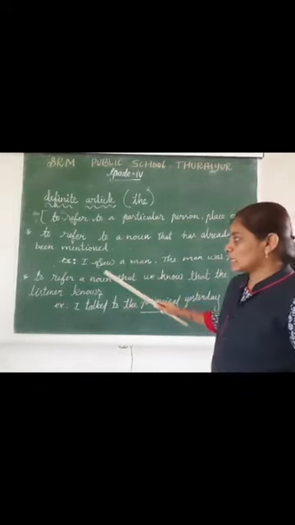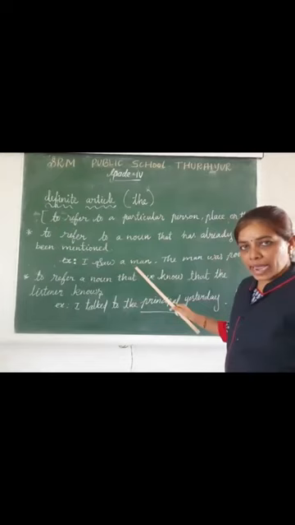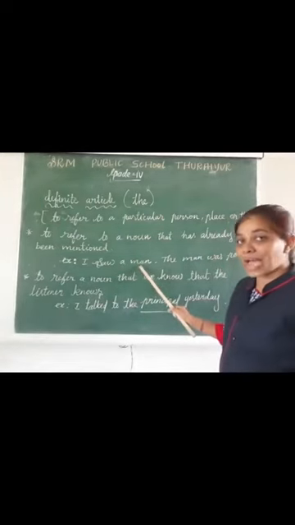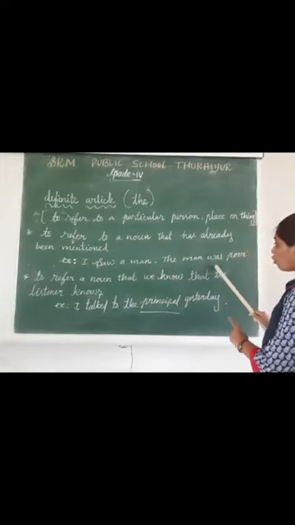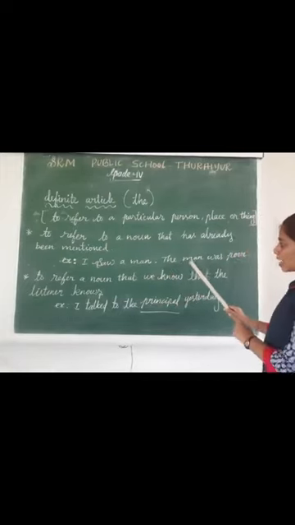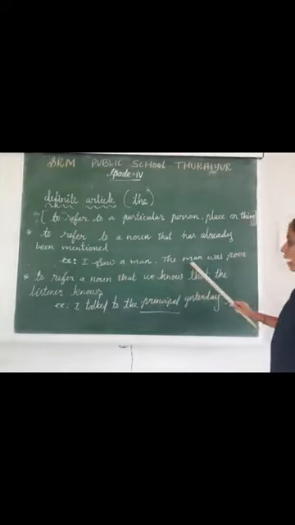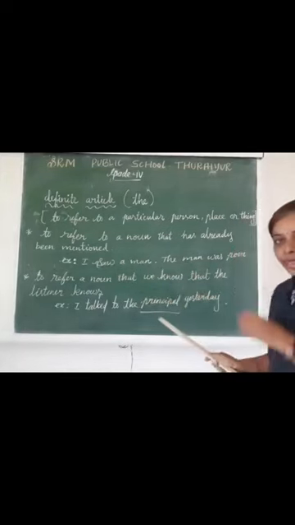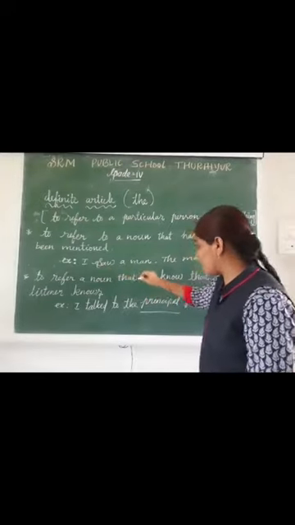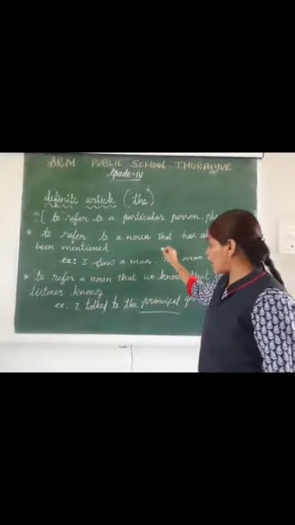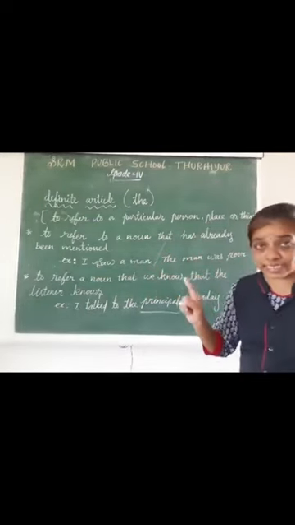Example. I saw a man. Which is the noun here? Man. I saw a man. The man was poor. Here we have two sentences. I saw a man, this is the first one. Next, the man was poor, this is the second sentence.